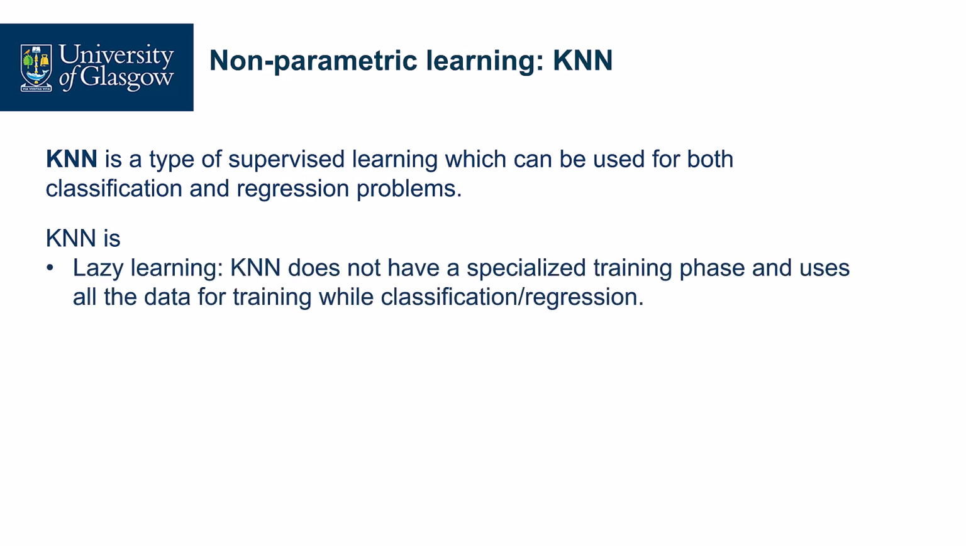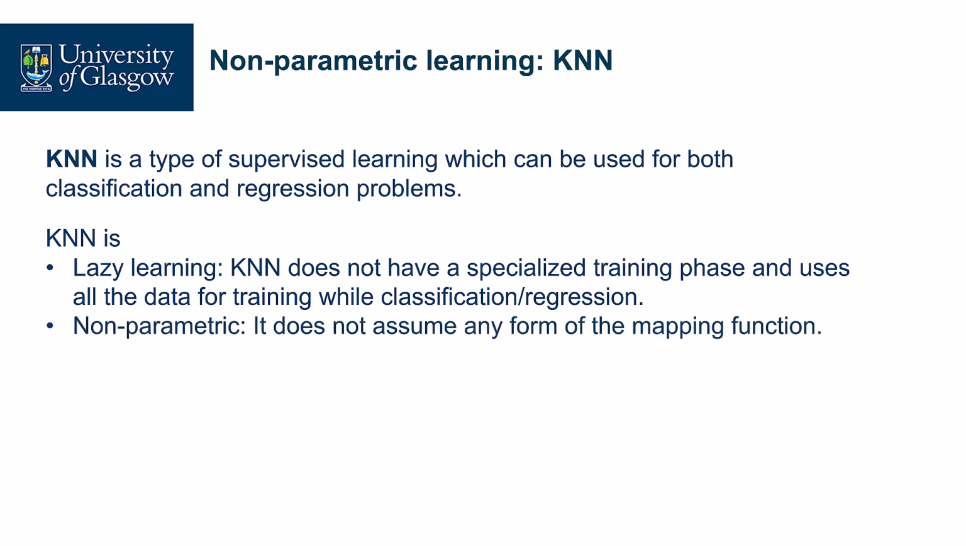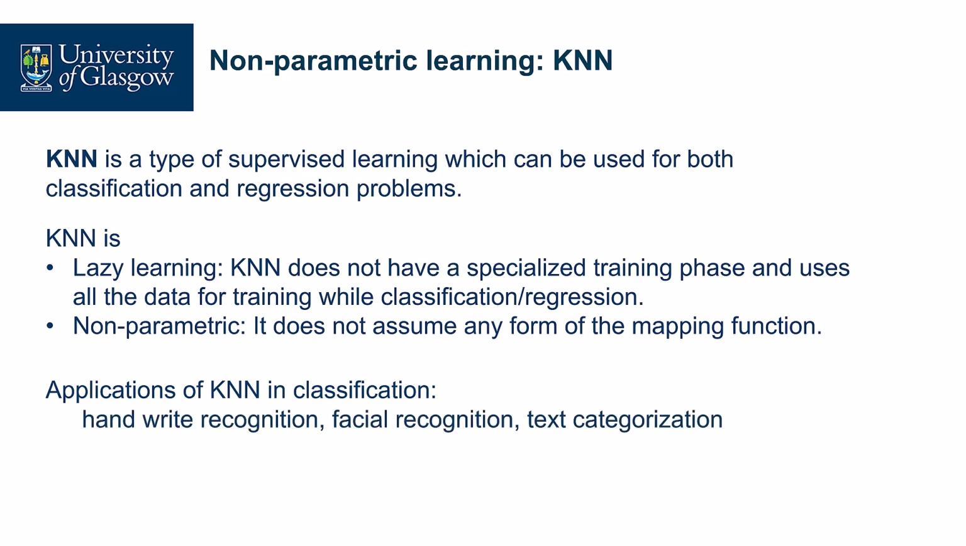It means that there is no specialized training phase; the training and the classification or regression happen at the same time. Later you will see how it works. Also, KNN is non-parametric. We don't assume any form of mapping function. KNN is widely used in machine learning, for example, handwriting recognition, facial recognition, and text categorization. In these applications, KNN has very good performance.